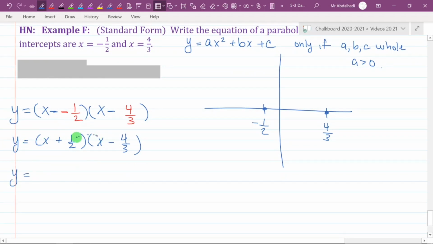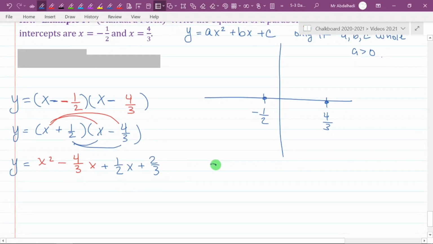So x times x is x squared. X times negative 4/3 is negative 4/3 x. Then you're going to multiply this out here. 1/2 times x is 1/2 x. And 1/2 times 4/3, just multiply the tops and the bottoms. This is 4/6, which you can reduce to 2/3. Now, combine like terms. Well, actually, let's not combine like terms yet, because then we have to find a common denominator. Let's just go ahead and do the thing that we're going to do.